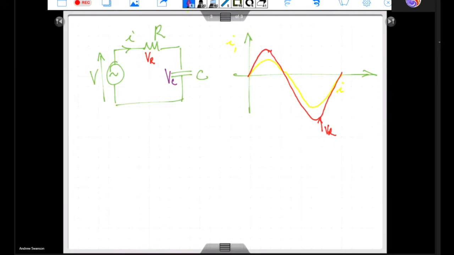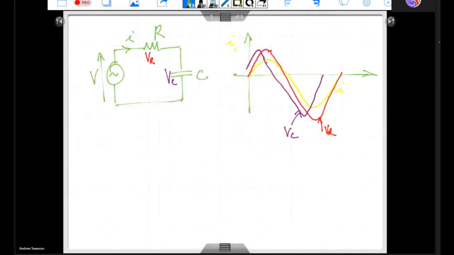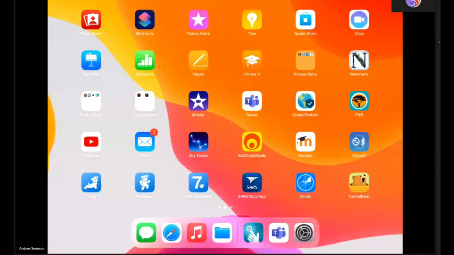Next, I'm going to plot my voltage across the capacitor. And it's out of phase with the current. So your resultant voltage will be the sum of those two, which will be somewhere in between.